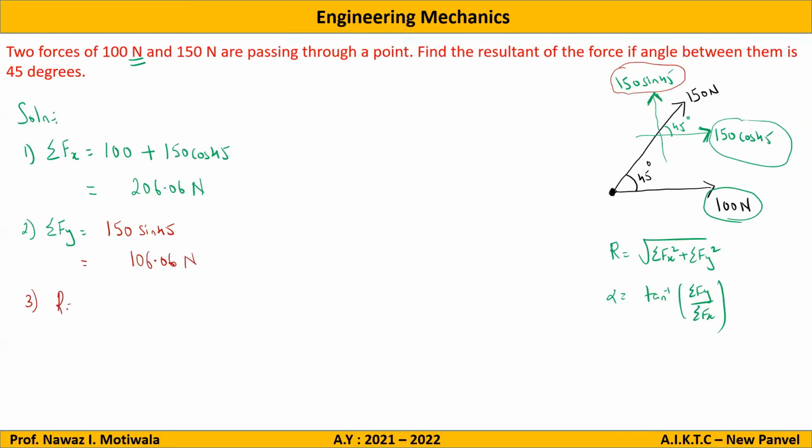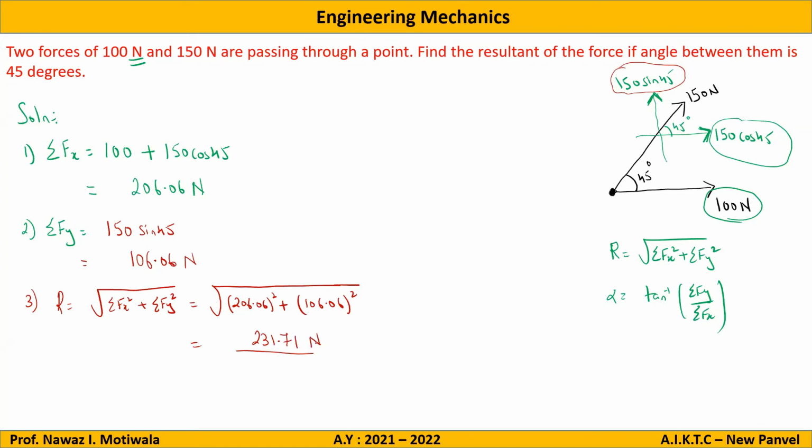R is equal to square root of summation Fx square plus summation Fy square. I am writing the formula again for you. So it will be square root of 206.06 square plus 106.06 square. Just put it in the calculator and tell me the answer. 231.75 Newton.